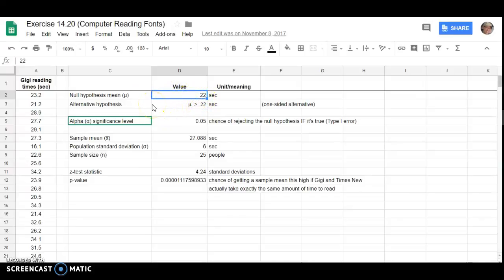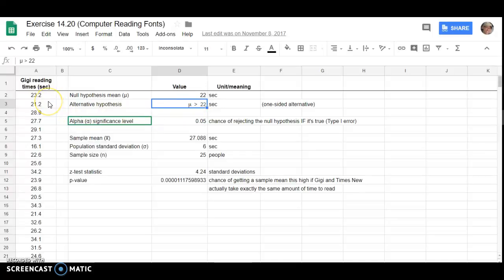And then their alternative hypothesis is, does Gigi take longer to read? So they're specifically, what word did they use there? They said, is there good evidence that the mean reading time for Gigi is greater than 22 seconds? So that greater than is the trigger that this is a one-tailed test, that this is an alternative hypothesis where mu is greater than 22 seconds.